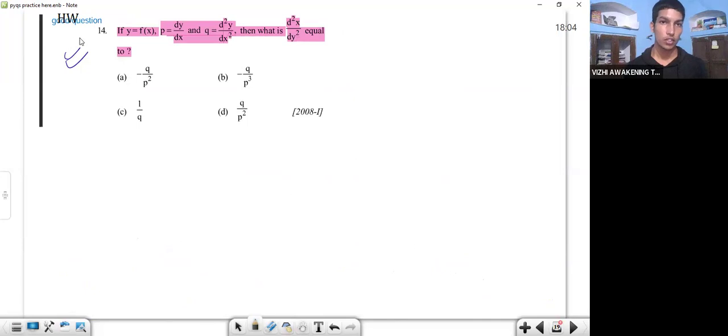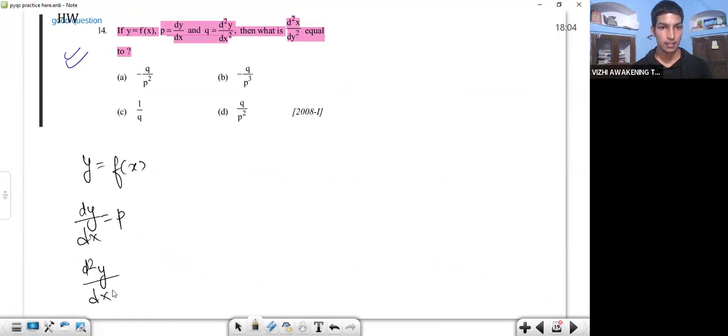So this was a homework question. Let's solve this. Given y is equal to f of x, and if you differentiate it, dy by dx, this is p. If you differentiate it further, d square y by dx square, that is d by dx of p, and this is given equal to q. So this is all that is given to us. We have to find out d square x upon dy square.